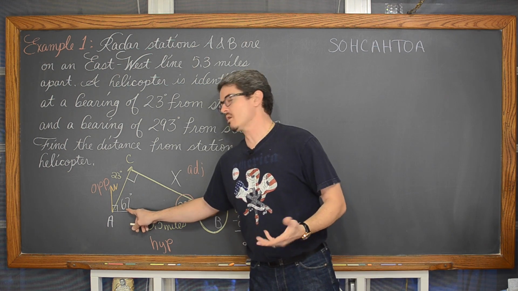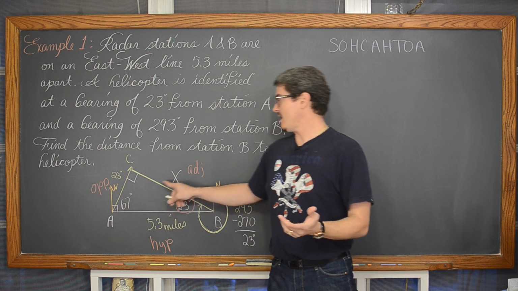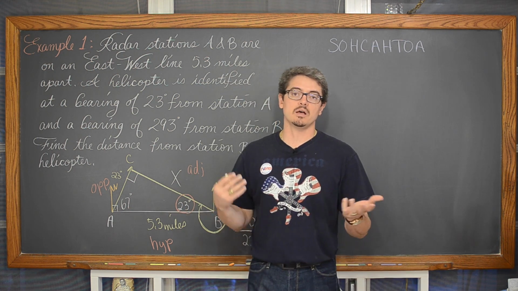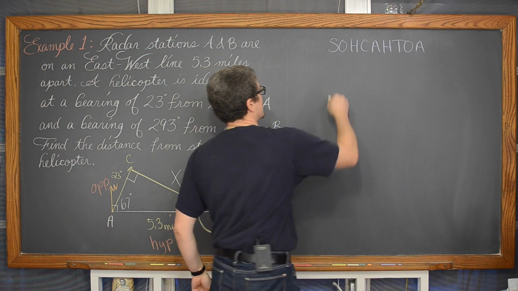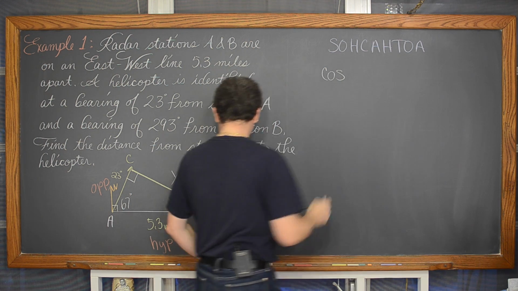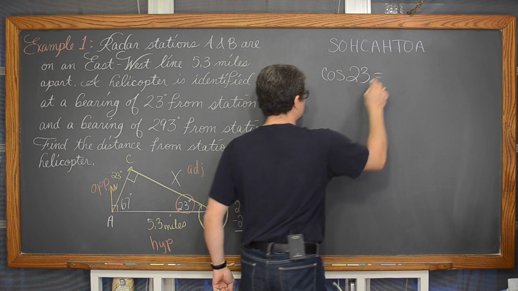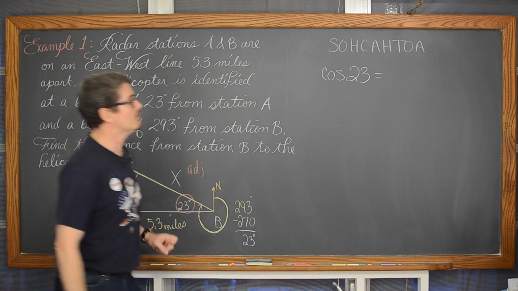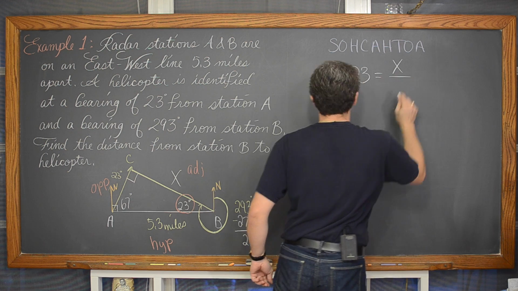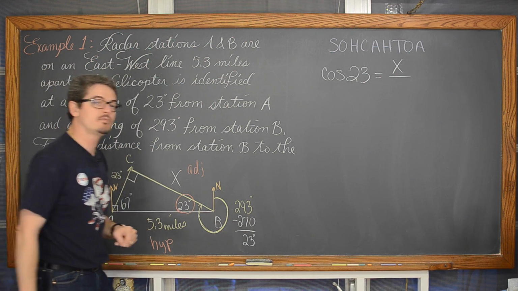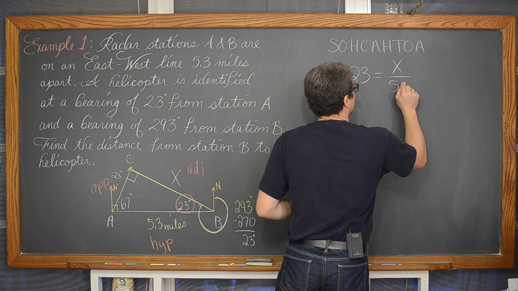If I decided to work with 67, then that wouldn't be the adjacent side to 67, that would be the opposite side, and we'd be using sine. So there's multiple ways of working out this problem. The cosine of 23 degrees is equal to the adjacent side, which I'm looking for, which is x, over the hypotenuse. The side opposite the right angle, or 90 degrees, is 5.3.